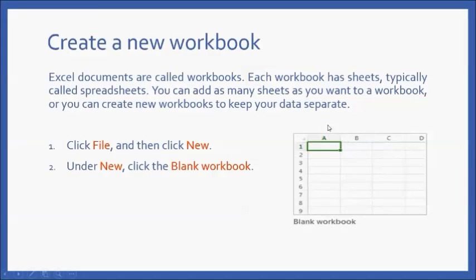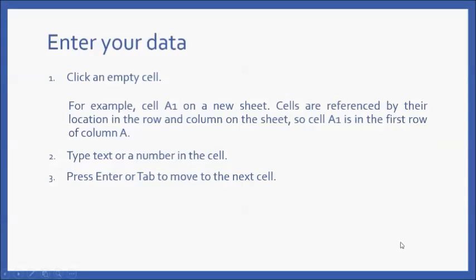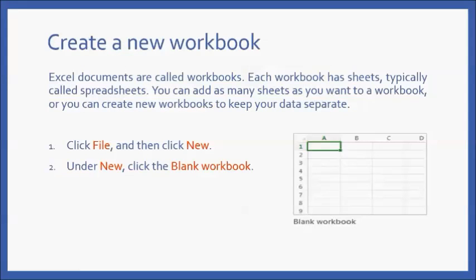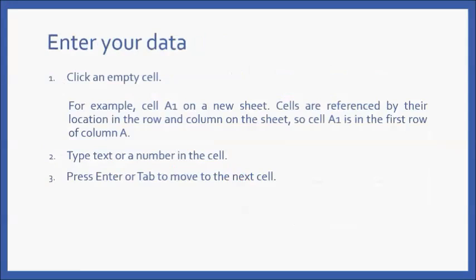The one that is highlighted is known as a cell. Enter your data. Click an empty cell, for example, cell A1 on a new sheet. Cells are referenced by their location in the row and column of the sheet. So cell A1 is in the first row of column A. From this diagram, we have A1. Type text or a number in the cell, then press Enter or Tab to move to the next cell.